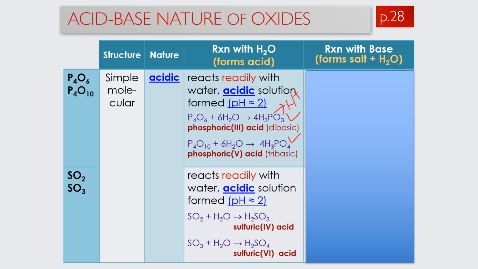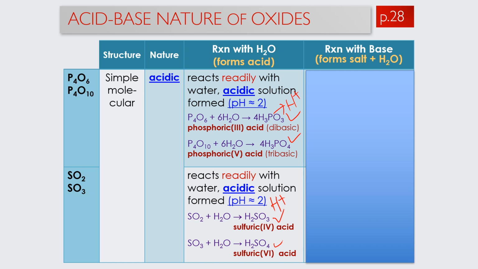The oxides of sulfur, such as SO2 and SO3, also react readily in water. When SO2 hydrolyzes in water, it forms sulfurous acid, H2SO3, and when SO3 reacts in water, it forms sulfuric acid, and this acid dissociates to form H+, resulting in an acidic solution of pH 2.